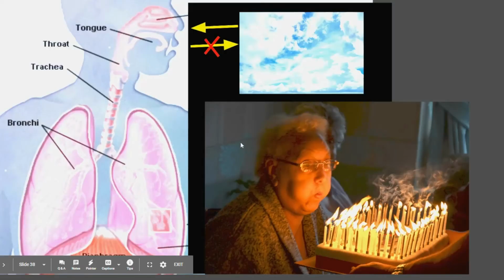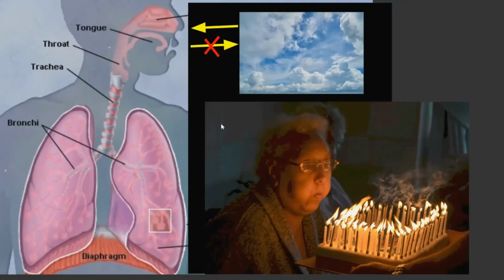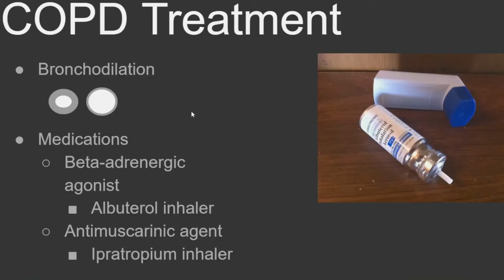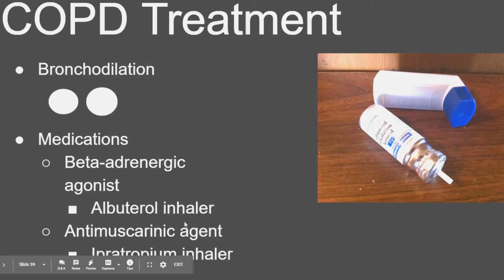Treatment. The problem in COPD is that, again, patients will have difficulty exhaling. Therefore, the treatment involves making exhaling easier. There are two groups of medications used, and they both make the bronchi bigger. One are the beta-adrenergic agonists, such as an albuterol inhaler. The other are the antimuscarinic agents, such as an ipratropium inhaler.